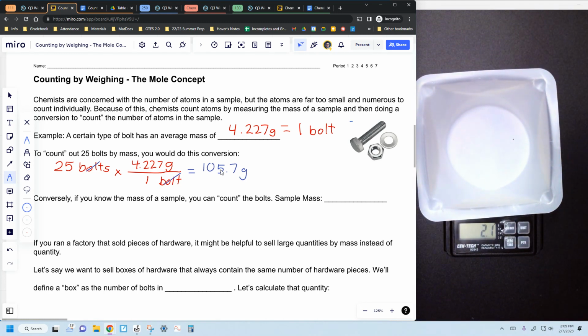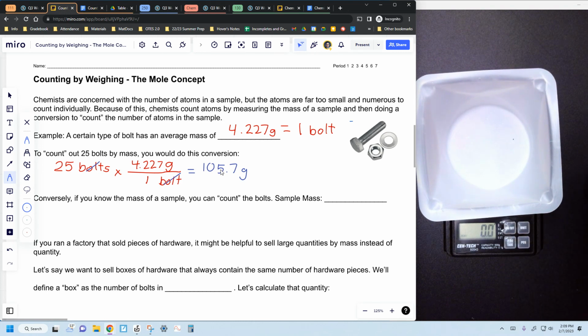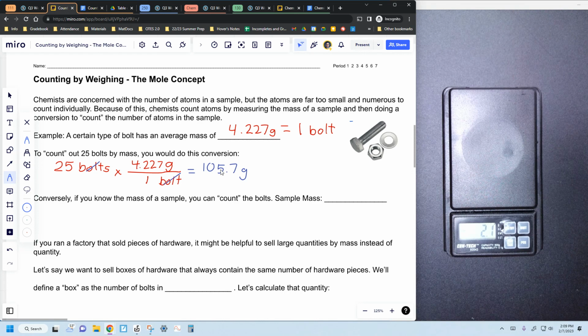So what I'm going to do is just randomly grab some. In fact, I'm going to have one of you do it. Just put some of the bolts in the bin. We'll measure their mass and do the calculation. All right? Just perhaps an amount that's not easy to count. Good? Or you want more? You're good? Yep. Okay.